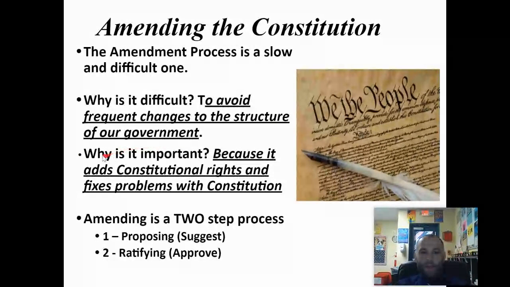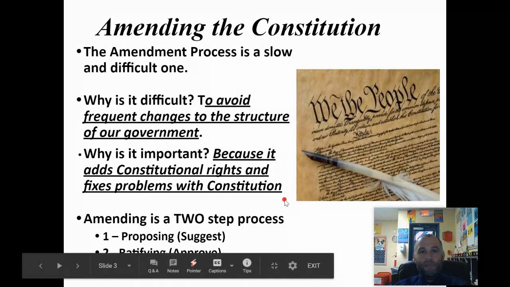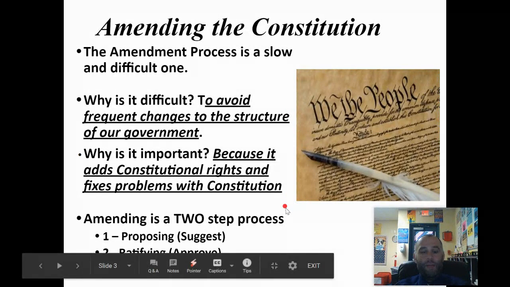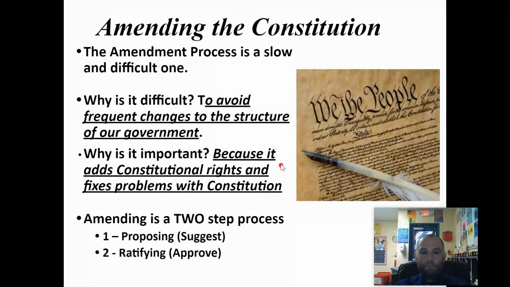Now, why is amending the Constitution important? Because when we add to the Constitution, we are adding constitutional rights. We are fixing problems with the Constitution. For example, the 13th Amendment ended slavery, which was a problem our Constitution didn't address. The 19th Amendment gave women the right to vote. The 26th Amendment lowered the voting age. These are things that have added important constitutional rights. And once it's in the Constitution, those rights are protected.